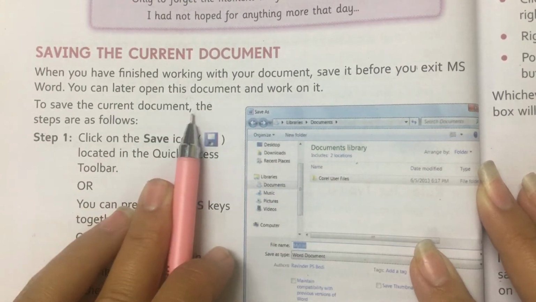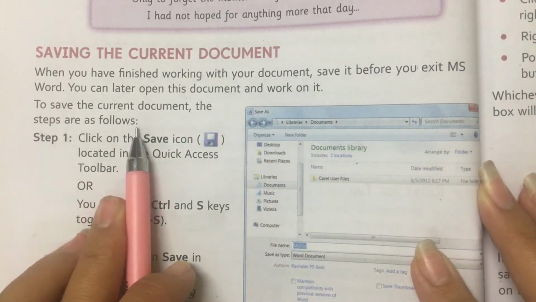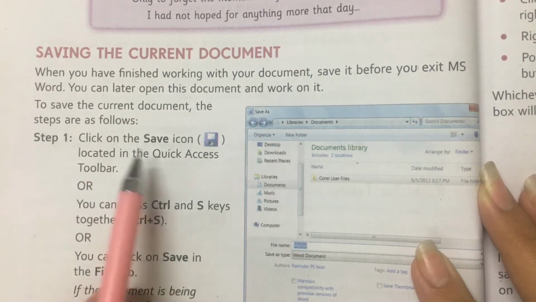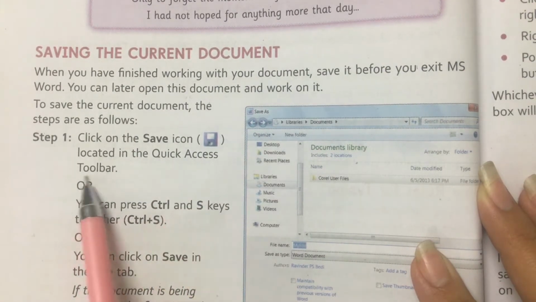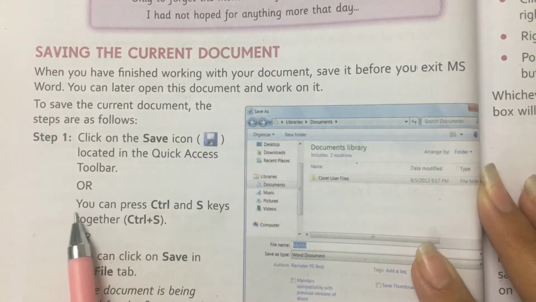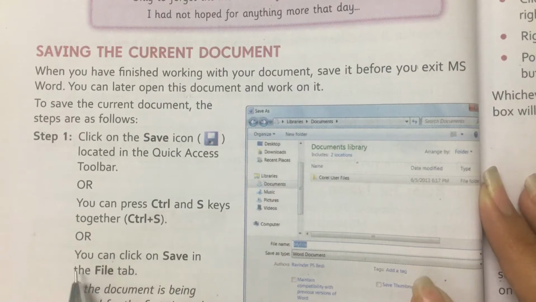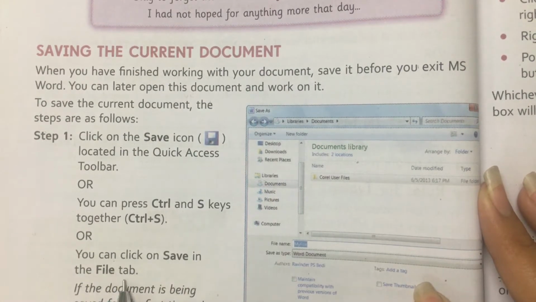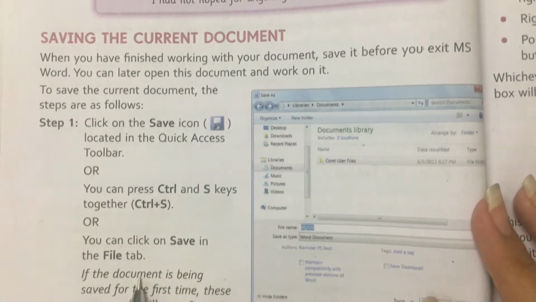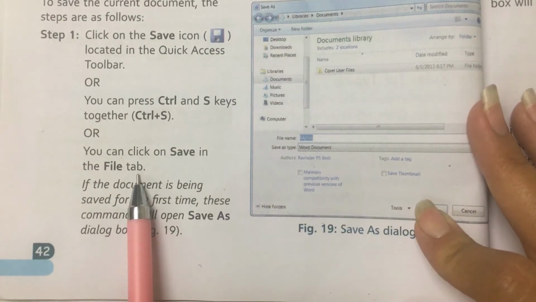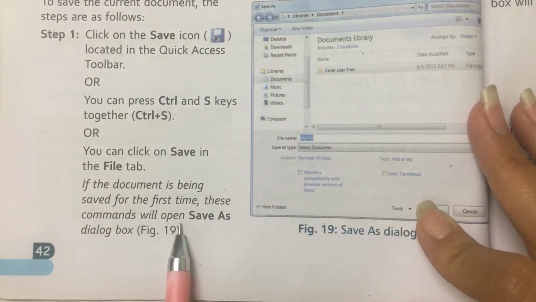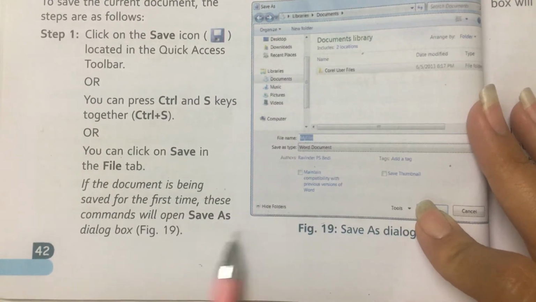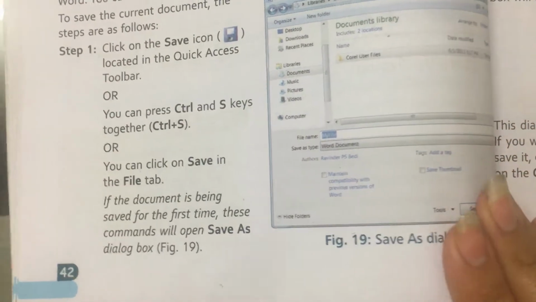To save the current document, the steps are as follows. Step 1. Click on the Save icon located in the Quick Access Toolbar, or you can press Ctrl and S keys together, or you can click on Save in the File tab. If the document is being saved for the first time, this command will open a Save As dialog box.